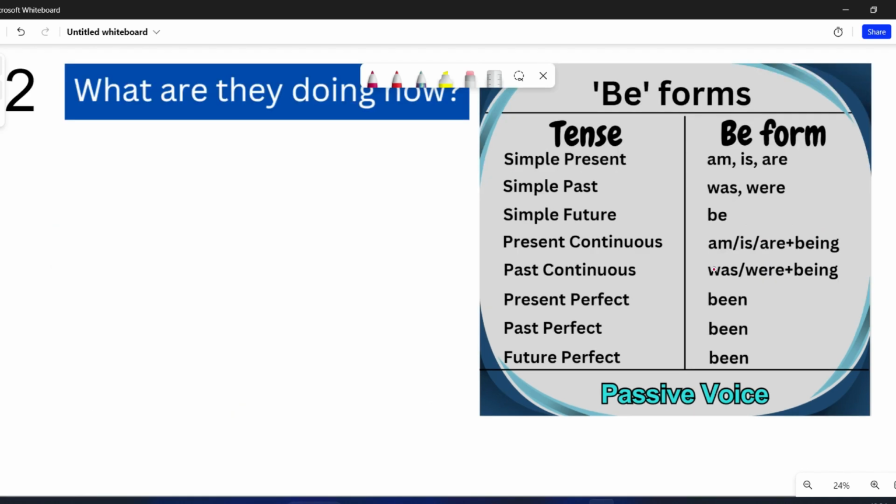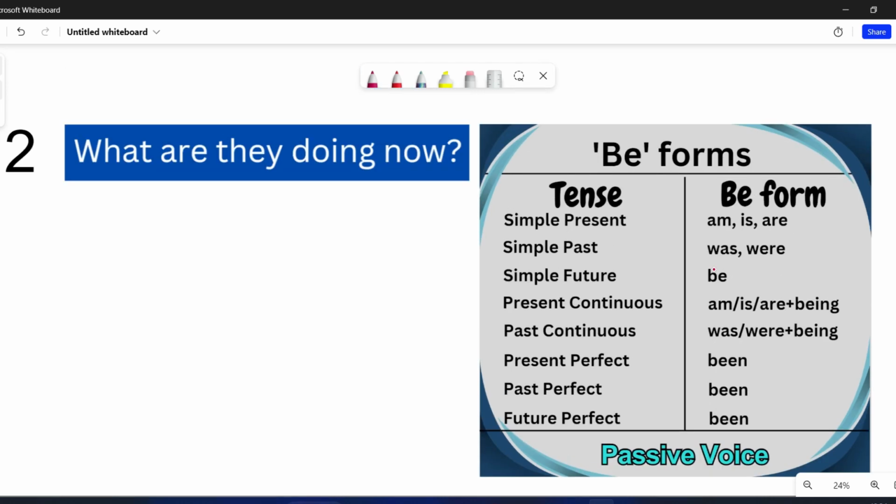Here is the second sentence. What are they doing now? So when you have what in a question, begin your passive voice sentence with what. Now, just use your imagination and then figure out. What are they doing now? If somebody asked you this question, how would you answer? They are doing something, and that something is written in place of what. So the word what has the answer in itself.